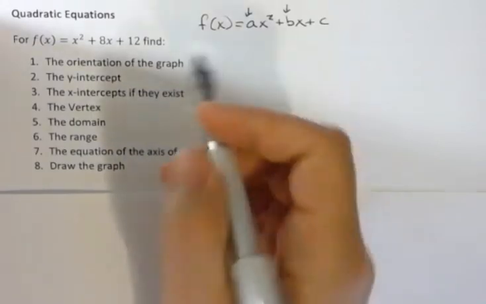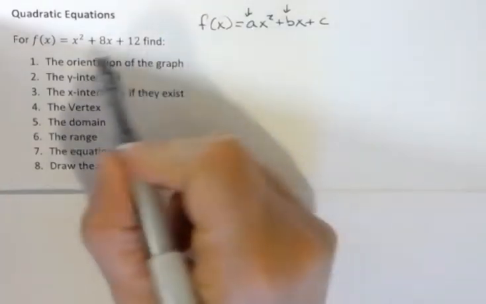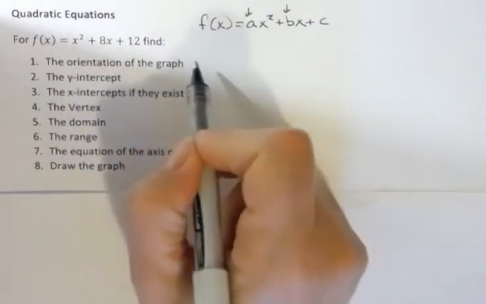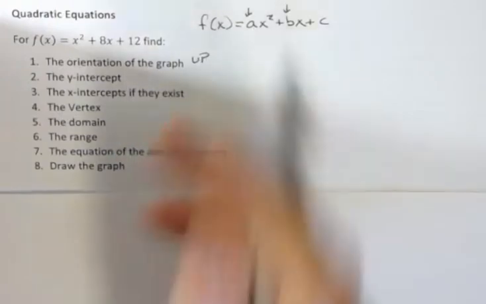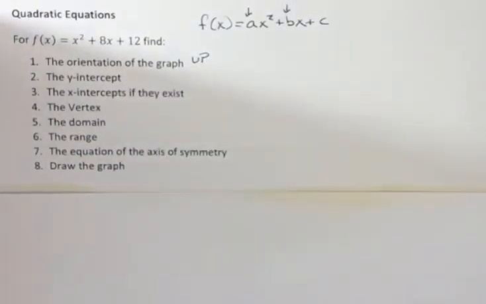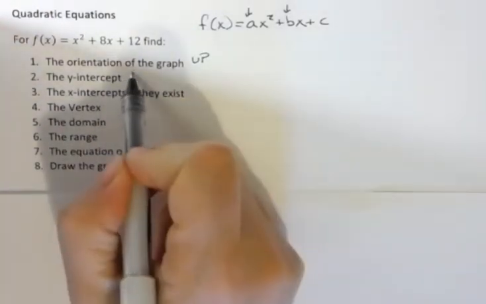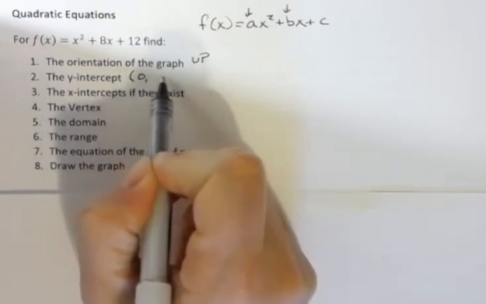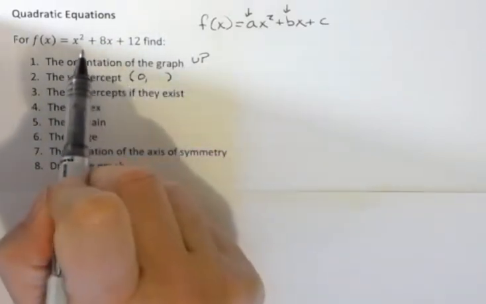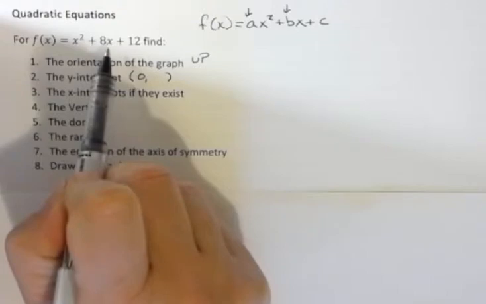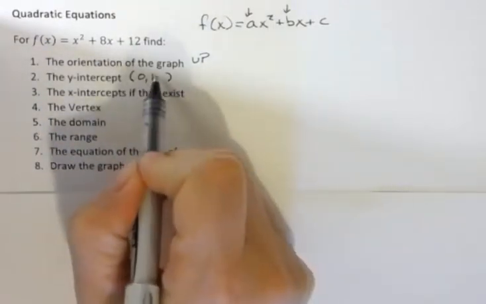The orientation of the graph, because this is positive, is up. So we know our graph is going to open up. The y-intercept is what you would get if you made x 0. In this format, it's very easy to see the x's would become 0, drop out, and I would get 12.